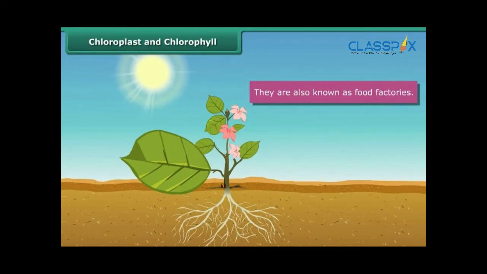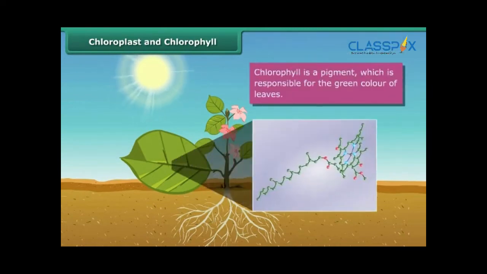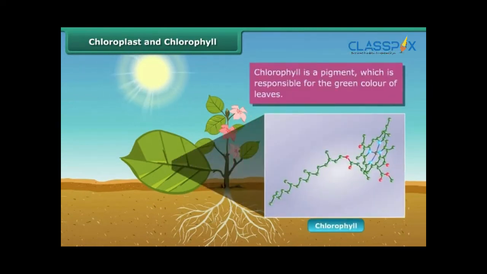Chloroplasts are green in color. They get their color from a pigment called chlorophyll. Chlorophyll helps leaves prepare food.